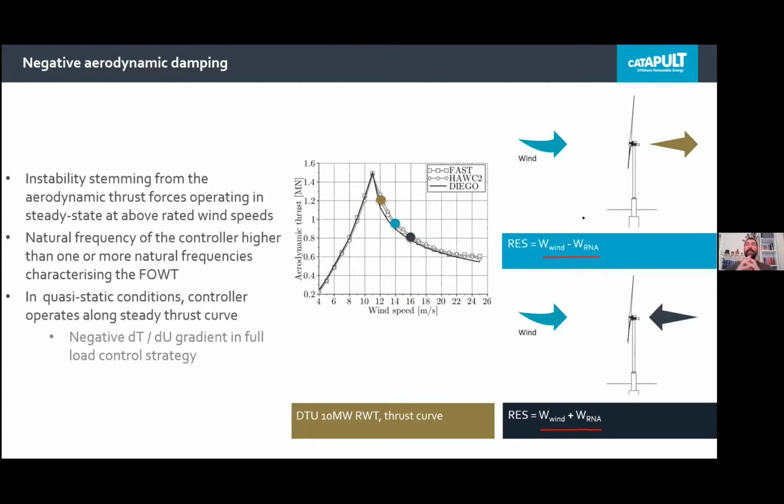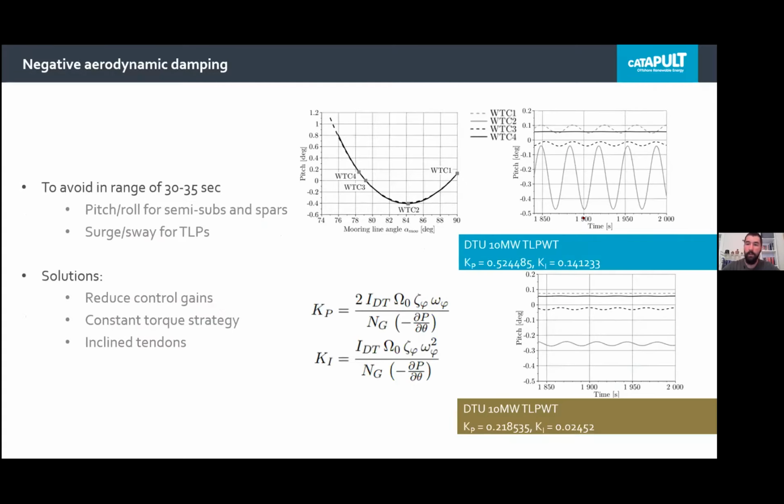And this is exactly what happens when you push a child on the swing. You basically put it into resonance, and the child and the swing will move higher and higher. So the result of that is that the controller is effectively inducing an oscillation into the floating wind turbine where there shouldn't be none, because in this example the wind is constant, and yet we obtain an oscillation like this.